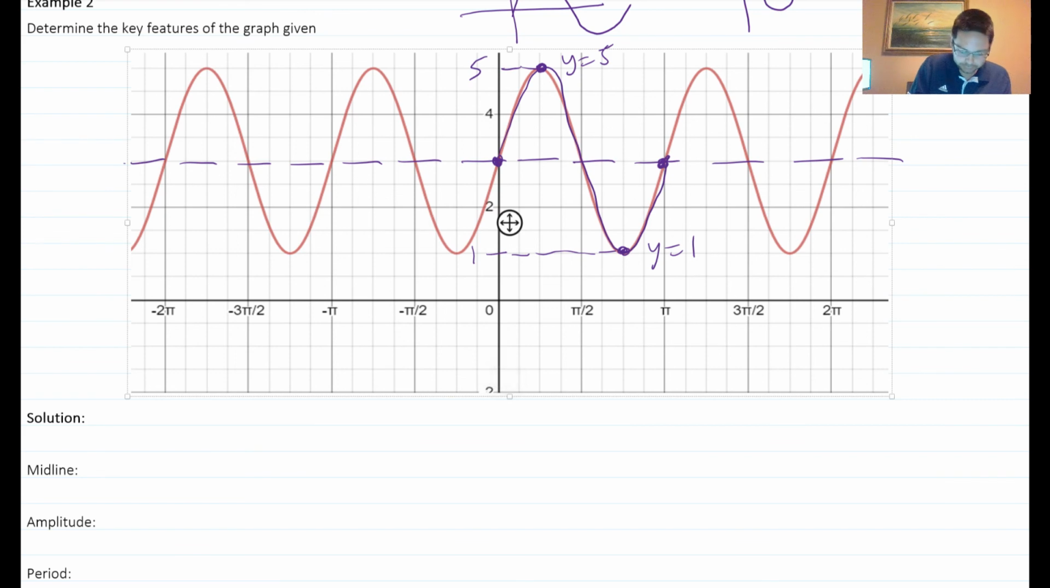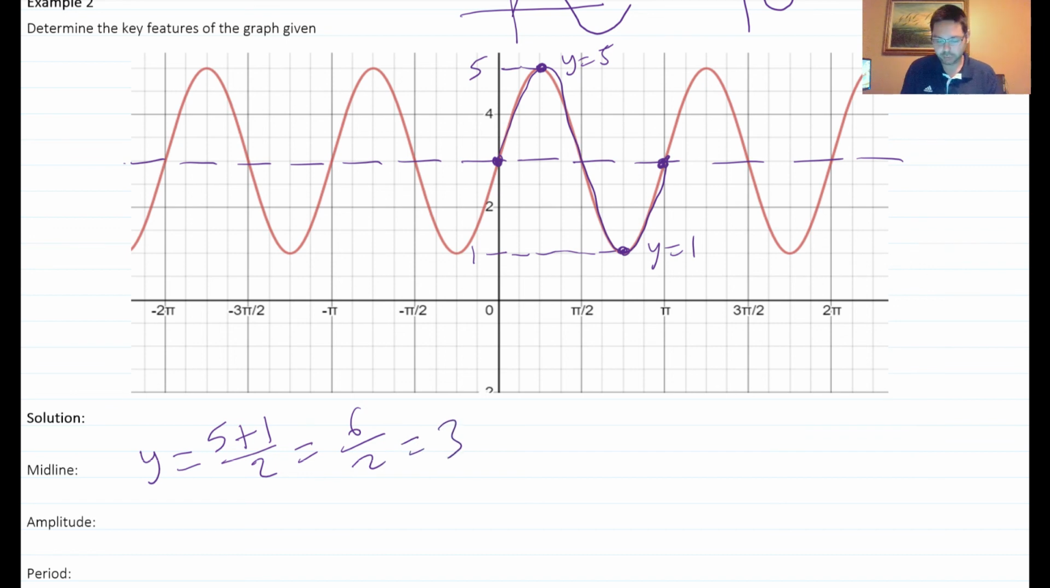So for the midline, it's going to be y equals 5 plus 1 divided by 2, which is 6 divided by 2, which is 3. So it's y equals 3, which we can kind of tell based on my graph. Now the amplitude. The amplitude is the distance from the midline up there. Well, what is that distance? Well, this is 3, and that's 5. So the distance is 5 minus 3, which is 2. All right, so that's my amplitude.